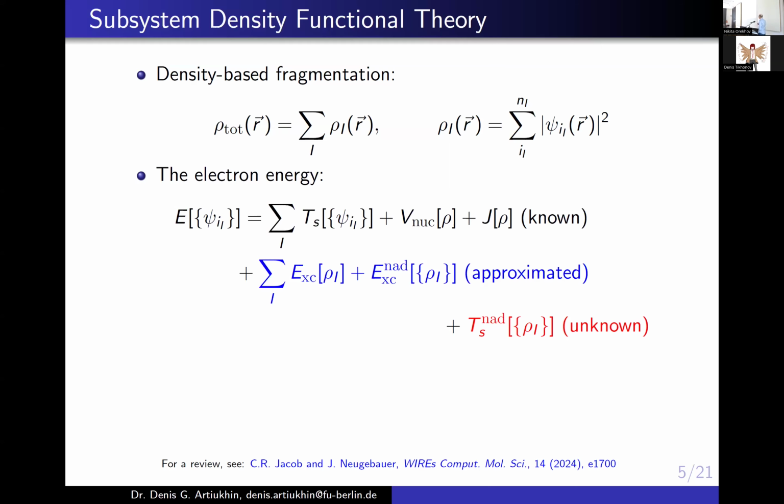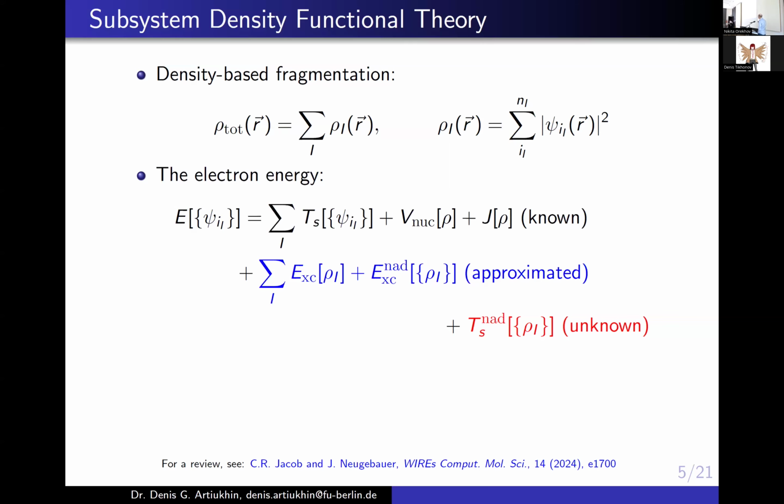Here I essentially use colors to tell you that these black terms are not problematic. We can compute them all. Then the blue terms are where we need to use some approximations, which are available, and then there are problems. So here, for example, you see that I'm writing a sum of kinetic energies of different subsystems, all being computed from corresponding molecular orbitals.